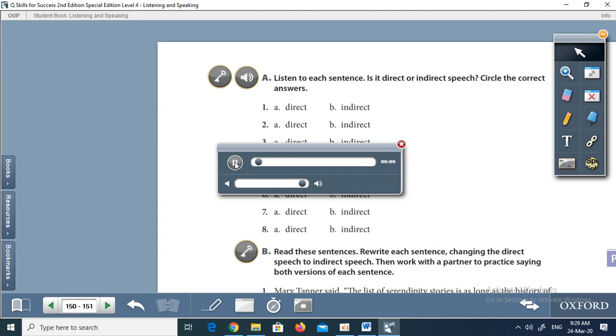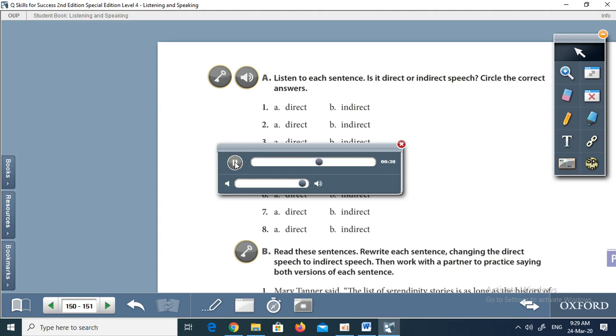All right. Unit 7. Grammar. Activity A. 1, Ellen said she was excited about the reunion. 2, She said, "I can't wait to get there." 3, Tanya shouted, "I haven't seen you in so long." 4, She told me she was glad I could come.